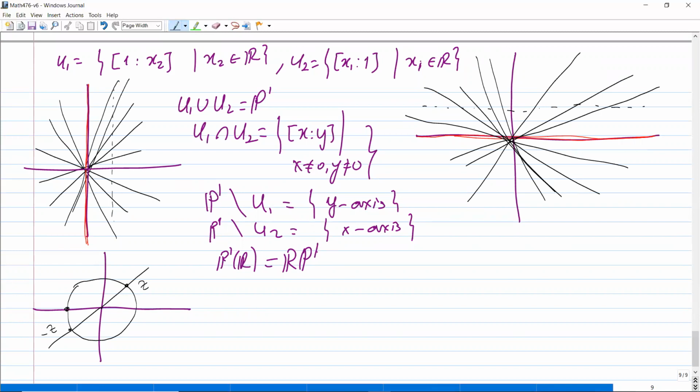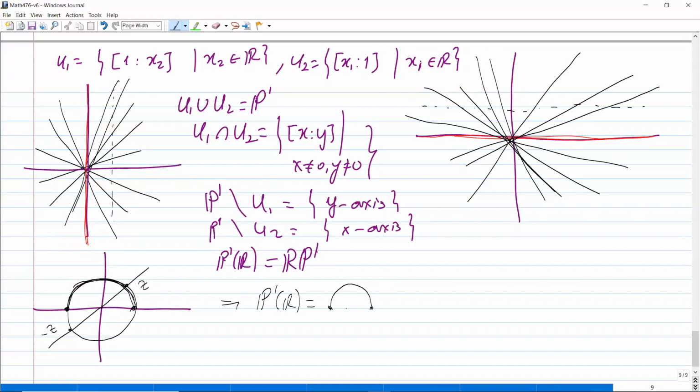But if you just take this upper half circle, then every point represents a unique line in the projective space, except these endpoints. Endpoints represent the same line, so P1R is just topologically a circle. If you know topology, it's just a circle. Each point of this upper half circle determines a point in the projective space, and each point of the projective space determines a point on the circle.